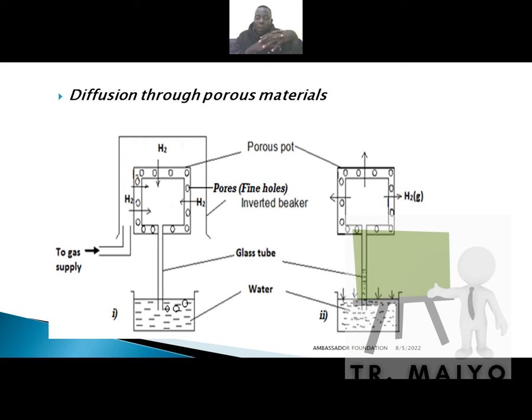material. Porous means it has so many small holes that can allow gas to get in. So the hydrogen gas will diffuse inside here. Then it will of course push the air out. That's why you are seeing some bubbles. And when you remove the beaker, the hydrogen gas diffuses out, and you will see the water rising to occupy the space that the hydrogen gas has left by diffusing outside through the porous material. Now that is diffusion through porous materials.